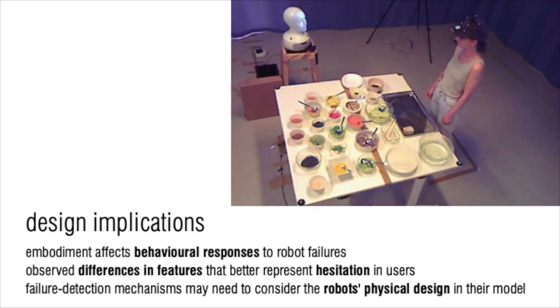Why are these findings important? Robot embodiment affects how users will interact with the robot, and therefore also how they respond to failures. How the robot looks is important regarding what features it should pay attention to when trying to resolve conversational failures with users. This is important for failure detection mechanisms, which may need to consider the robot's physical design in their failure detection model.